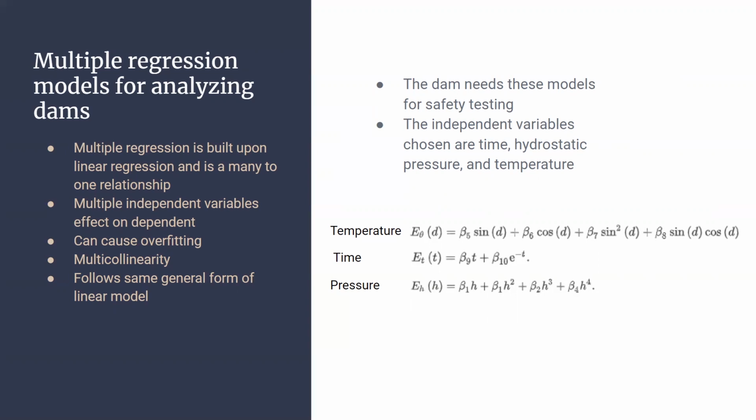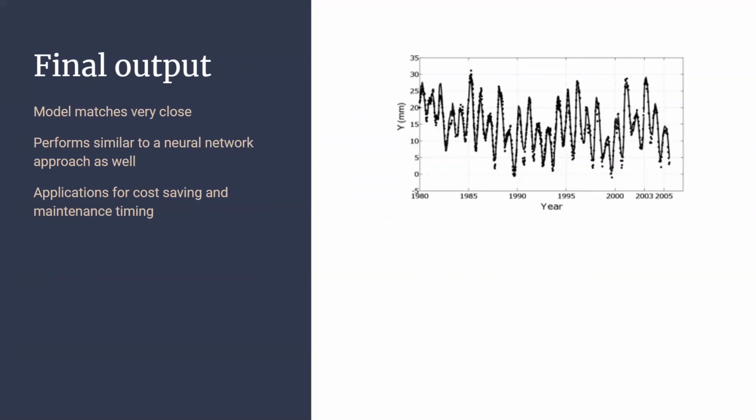In the research paper, the dam used three different variables: temperature, time, and pressure. These three variables produce a very strong prediction, as you can see by the graph on the right. The applications for this approach can be seen in timing maintenance and finding the safety factor of the dam at any given point.